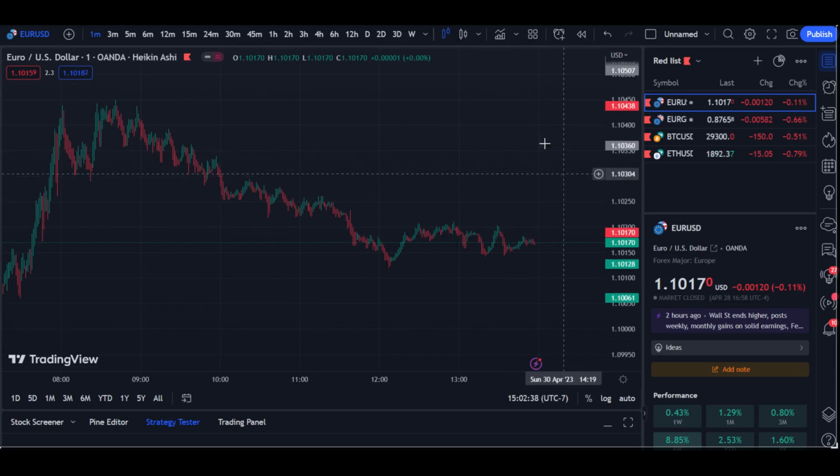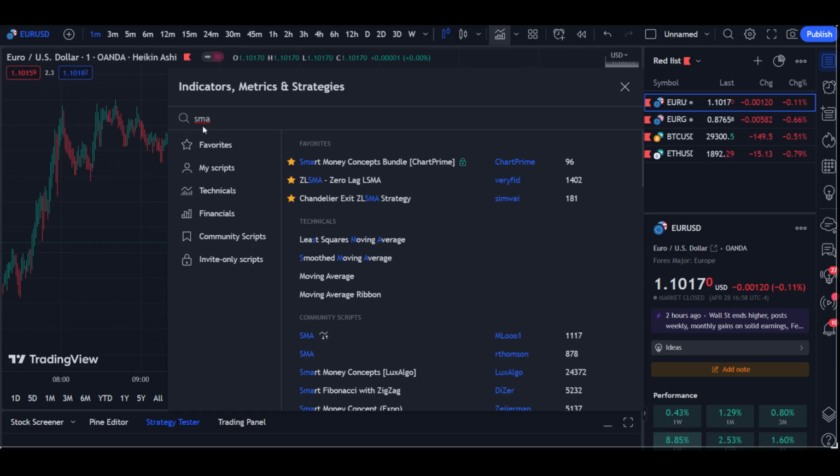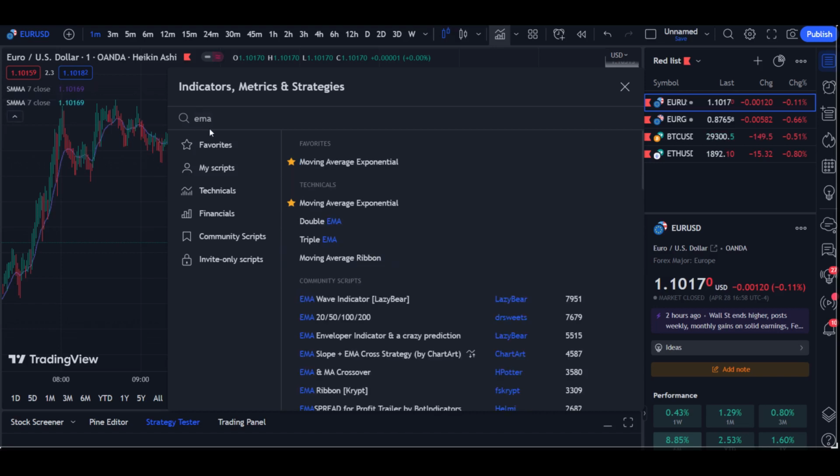So the very first thing we're going to do is go up here and click on indicators. We're going to type in SMA. We're going to go down here and click on simple moving average twice. The second indicator that we will be using is the EMA. Go ahead and click on that.